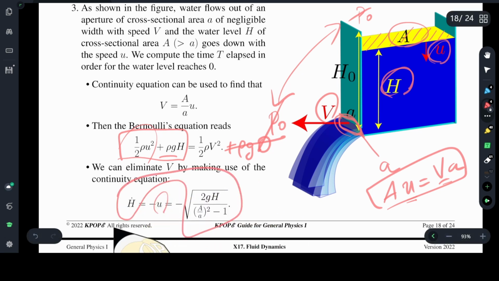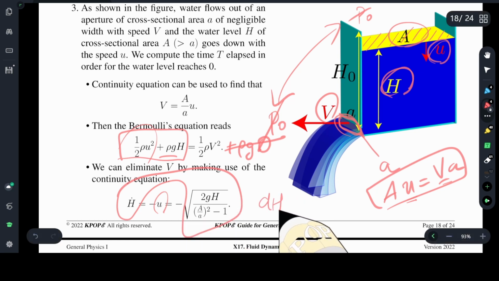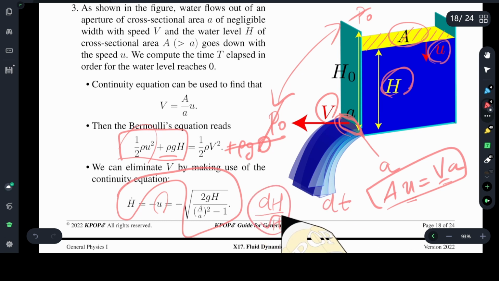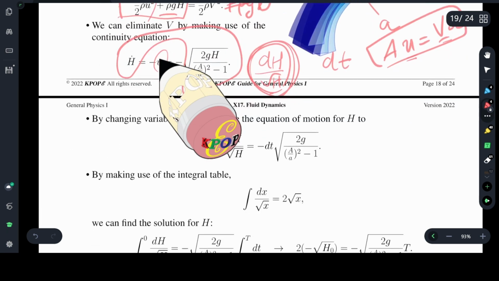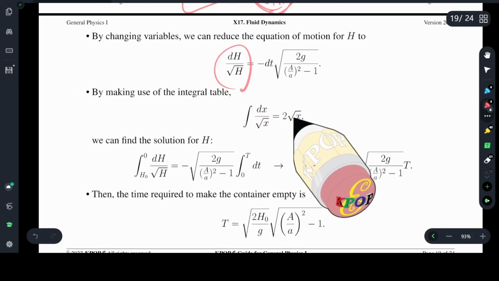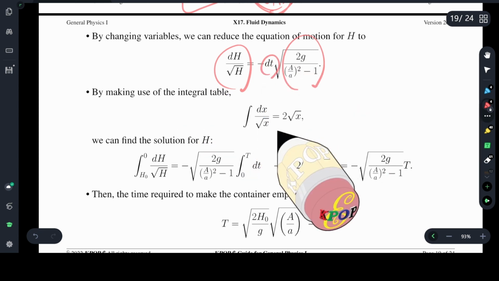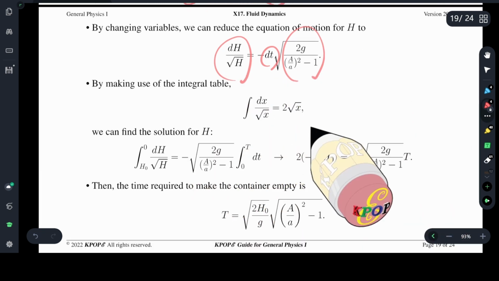this equation of motion is a one dimensional, first order differential equation with respect to h. I can separate them into two pieces depending on h only and depending on t only. And we can see it is just dh over square root of h. If you know how to integrate, everything is done. The constant is multiplied by a time differential. So using this integral table, I can integrate over both sides to find the final result.